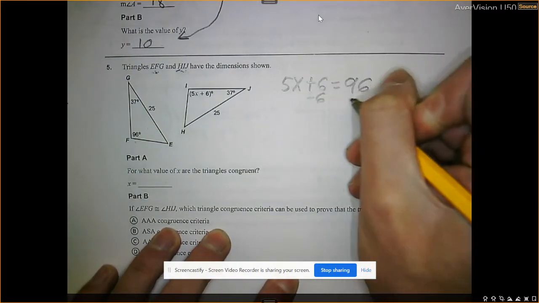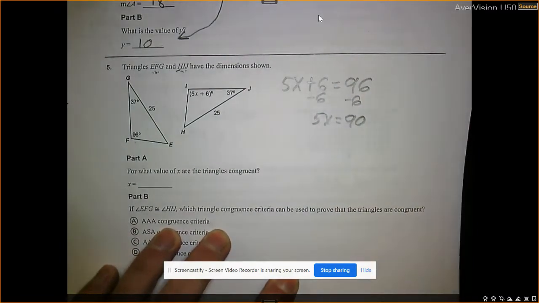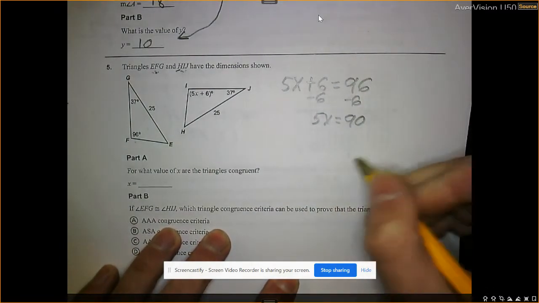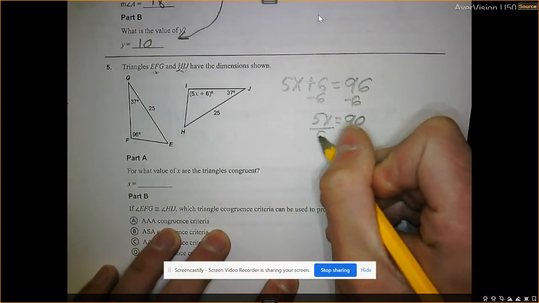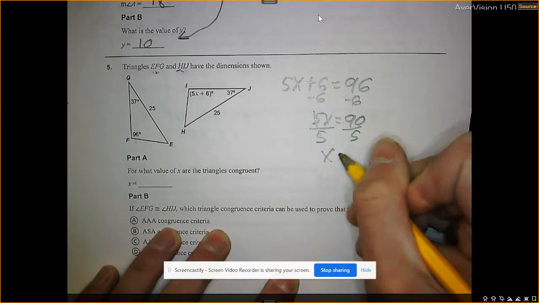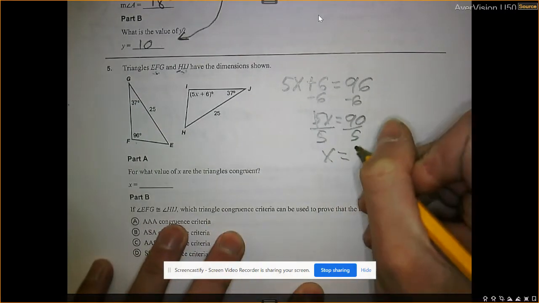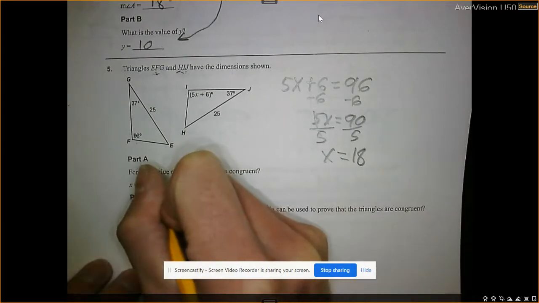To get x alone, I start by subtracting 6 from both sides. I get 5x equals 90. To get x alone now, last thing I have to do is divide both sides by 5. When I divide both sides by 5, I get x equals, well, 90 divided by 5 is 18.